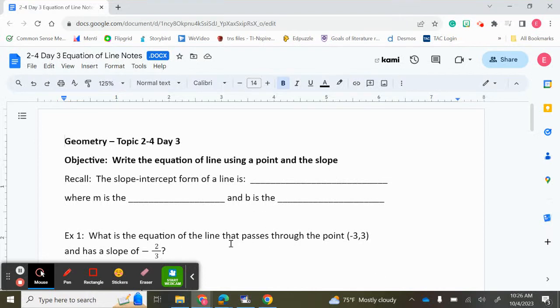All right, so objective, write the equation of a line using a point and a slope. So yesterday we reviewed slope, right? And we reviewed what makes two lines parallel and what makes two lines perpendicular. Who remembers what makes two lines parallel? They have the same what? Same slope. What about perpendicular? What kind of slopes do they have?